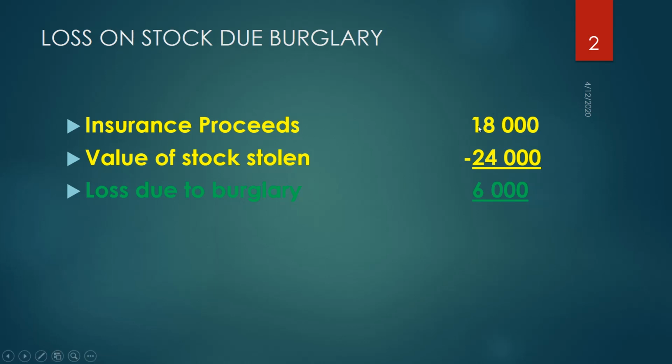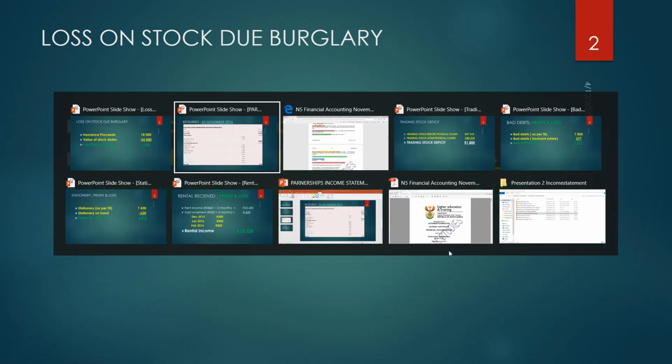Remember, had we sold stock, let's say for argument's sake, for 18,000, which cost us 24,000, that would result in a loss. But in this case, we didn't sell stock. It was disposed of due to the fact that it was stolen. So we recovered the proceeds of 18,000. The difference between the two is a loss due to burglary. It's an income statement item.